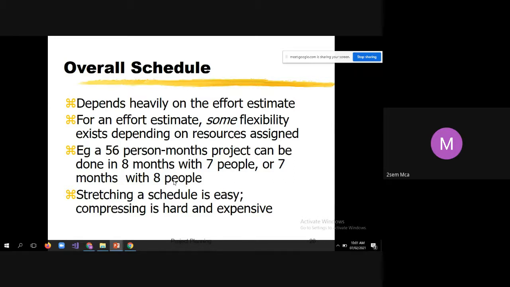So whenever we do the estimation, there will always be buffer time. Stretching a schedule is easy. Compressing is hard and expensive. Stretching, that means taking more time, is easy, but compressing the overall project duration is very hard, and it is very expensive as well.